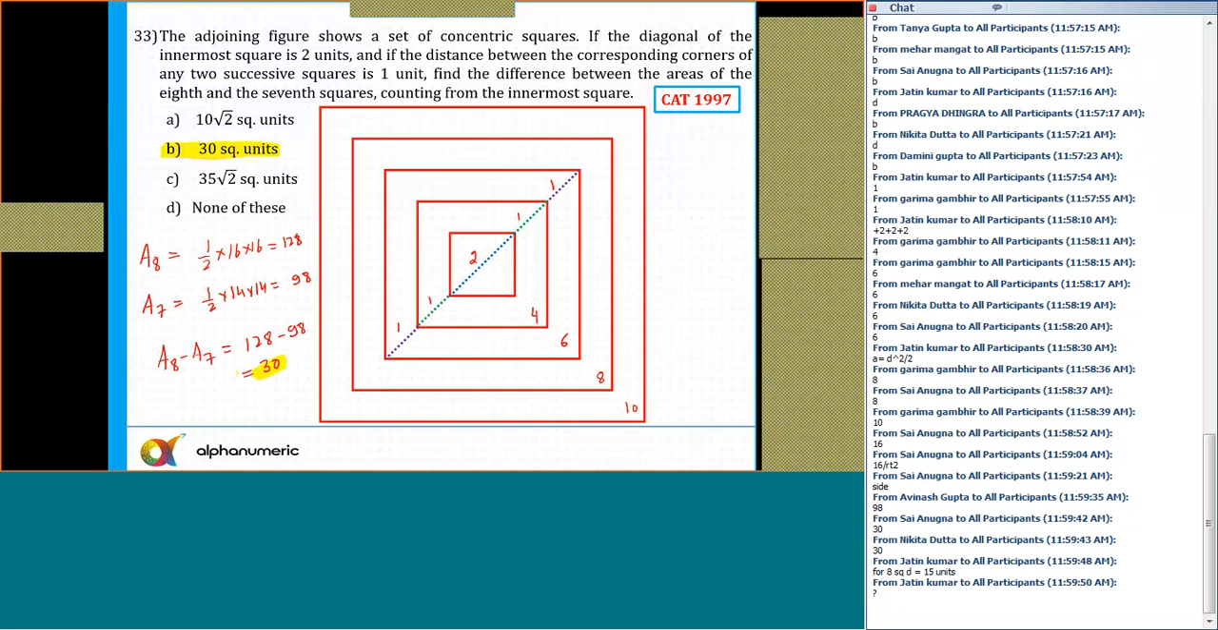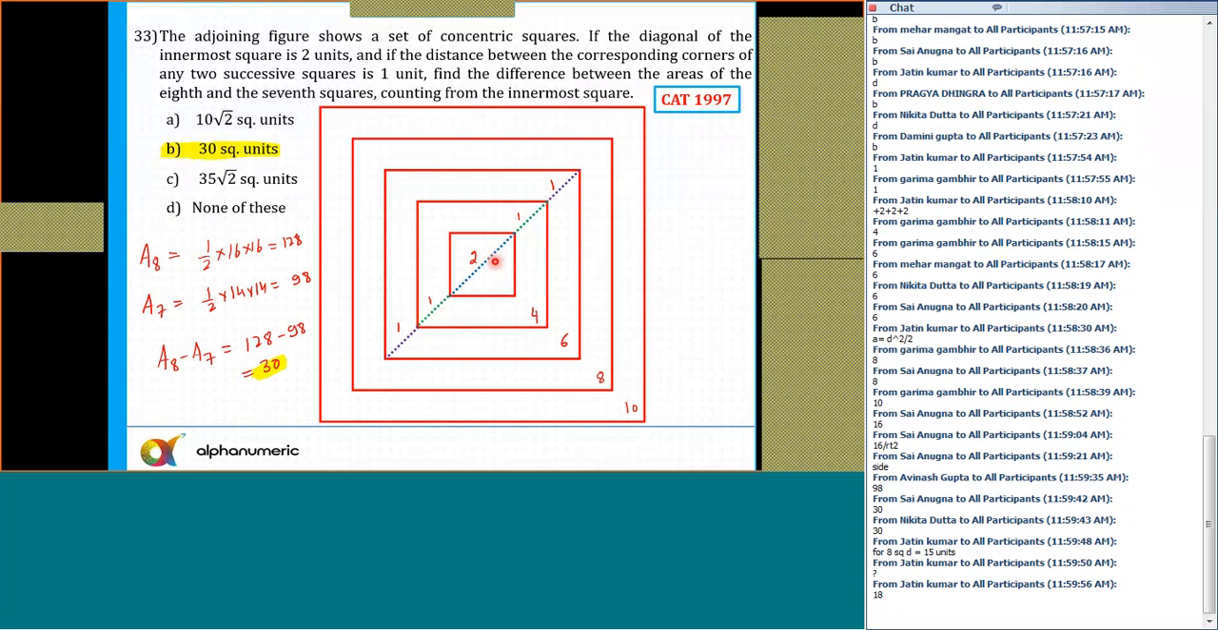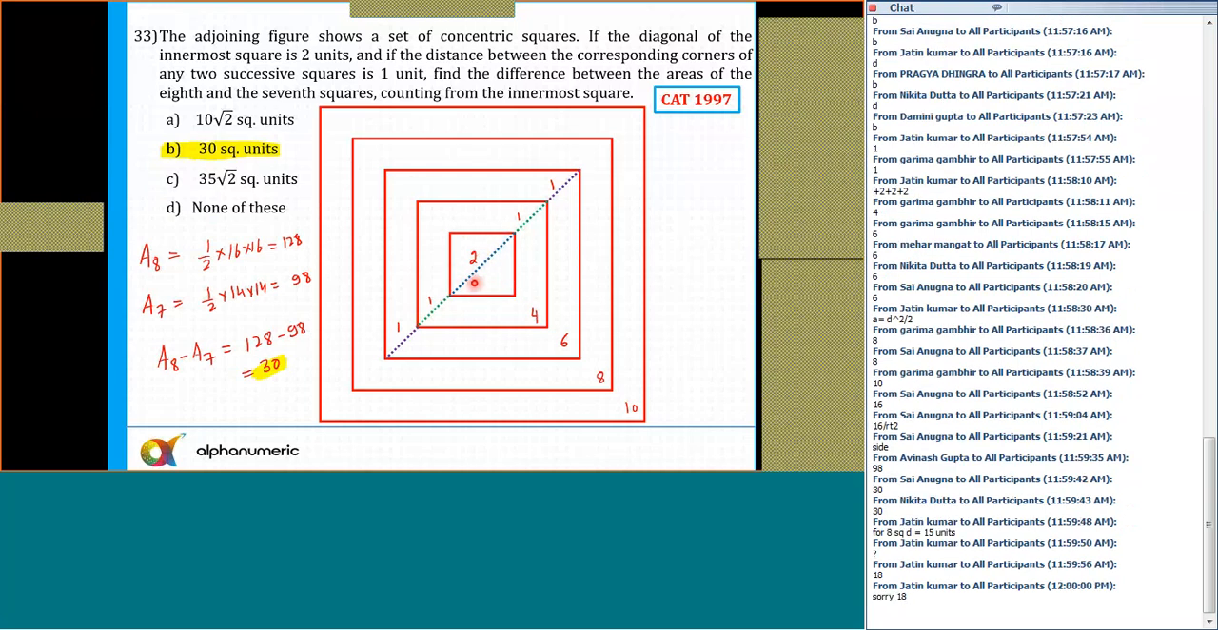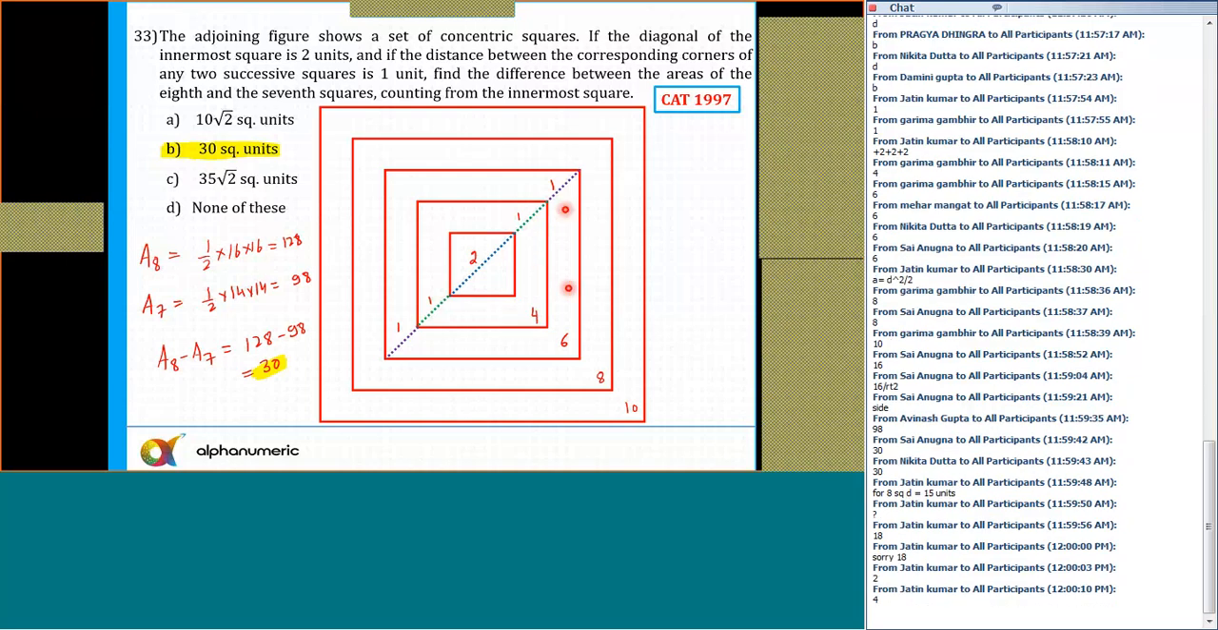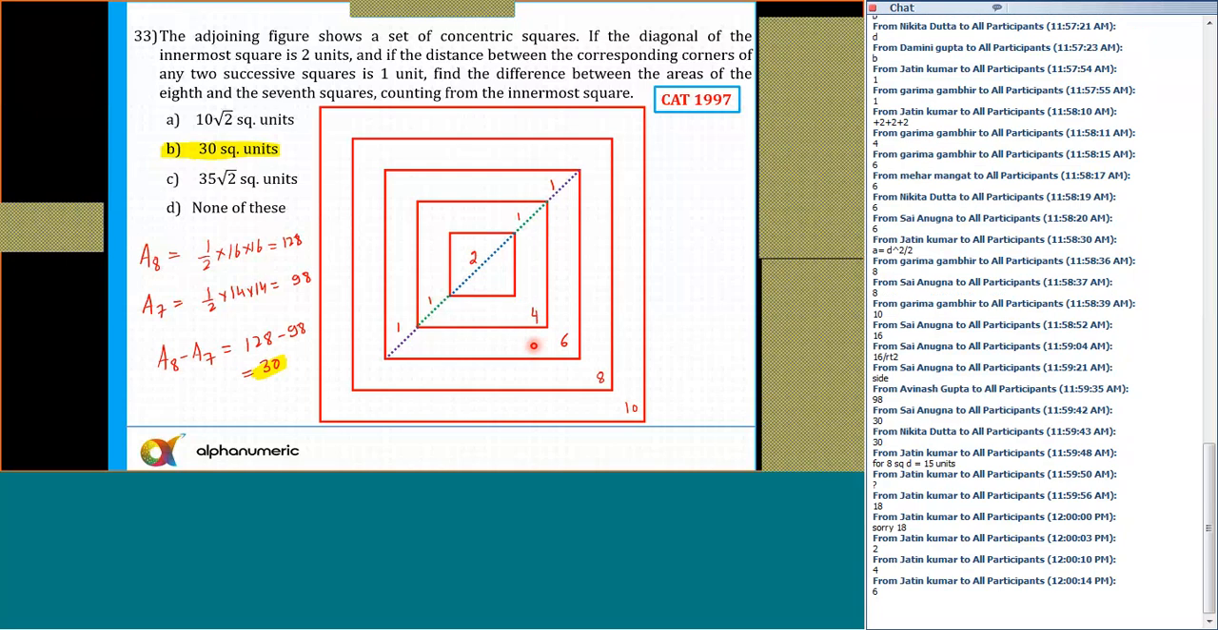How can the diagonal be 15, Jatin? What is the length of the diagonal of the first square? 2. For the second square, 4. For the third, 6, 3 into 2. For the fourth, 4 into 2, 8. For the fifth, 10. So for the 8th square, what is it? 8 into 2, 16. How can it be 18? It has to be 16.